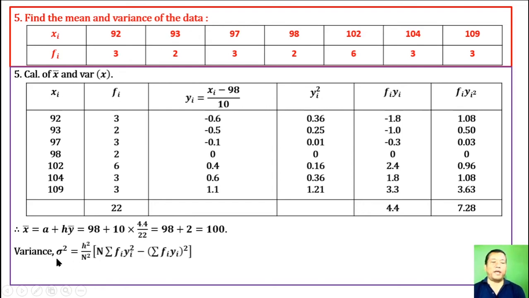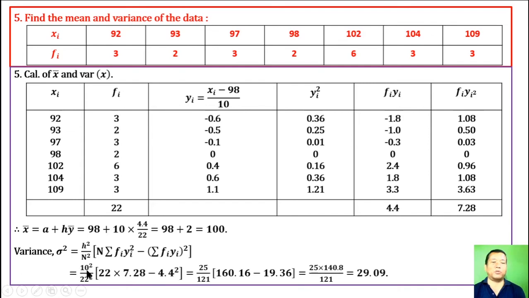Variance is denoted by sigma square, which is equal to h square by capital N square times n times summation of fi yi square minus summation of fi yi whole square. Putting in the respective values, h is 10, n is 22, summation of fi yi square is 7.2, and for the other term we take 4.4 whole square. Simplifying, we get 29.09. This is the required variance.